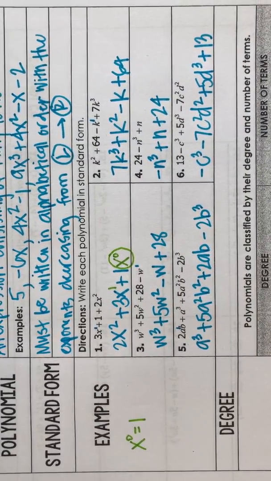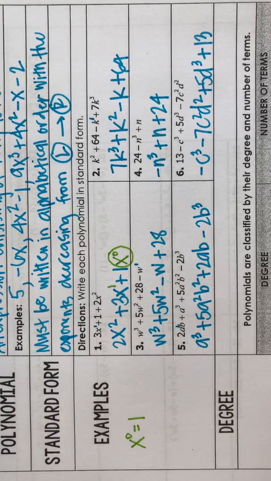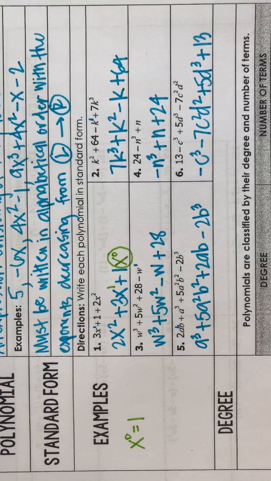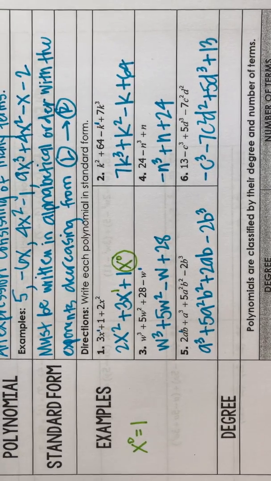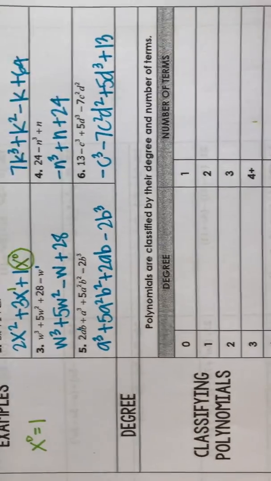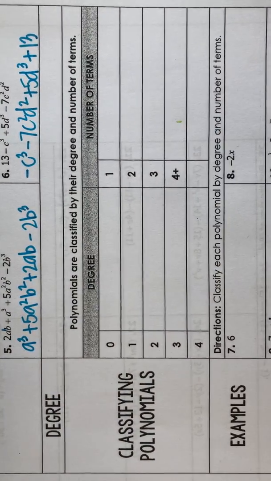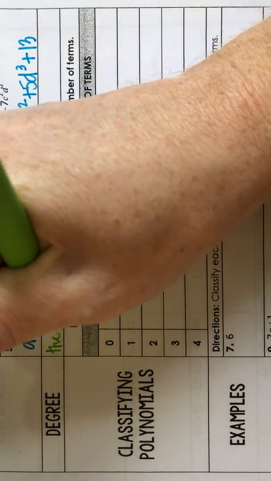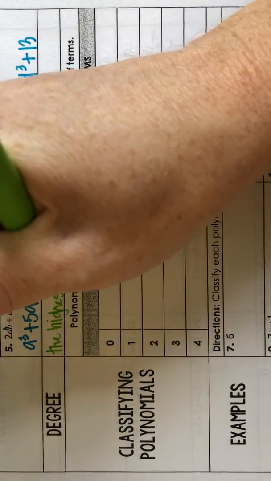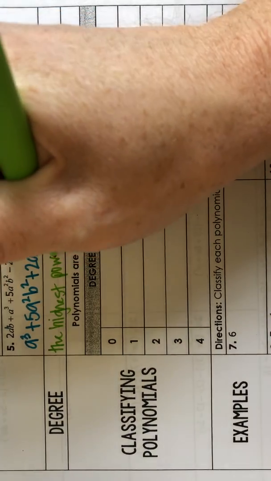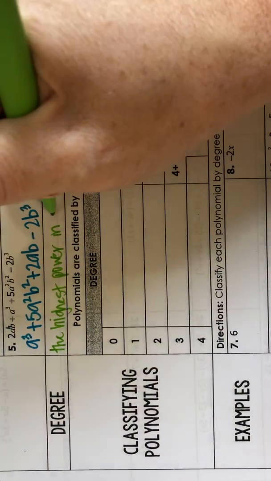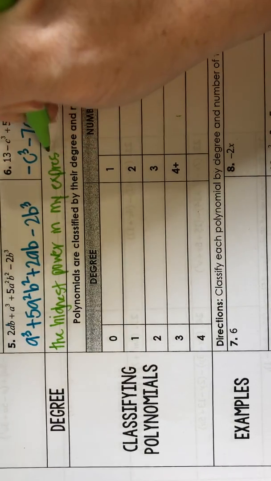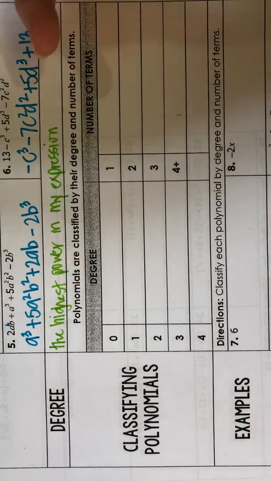Okay? So putting them in standard form, make sure it's in alphabetical order, and make sure that your powers decrease from left to right. All right. Next, let's talk about the degree. The degree of a polynomial is the highest power in my expression or equation.